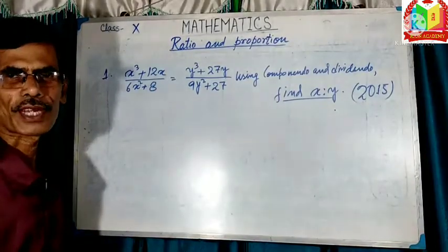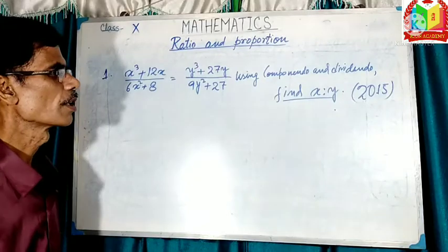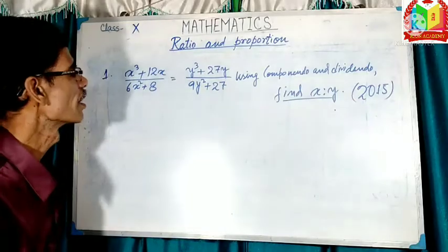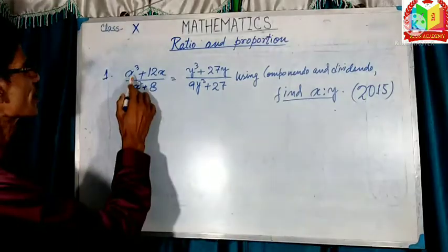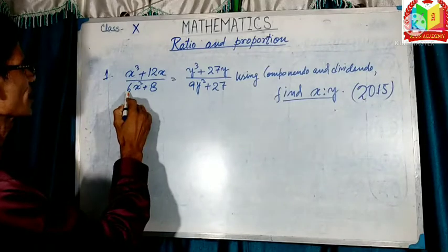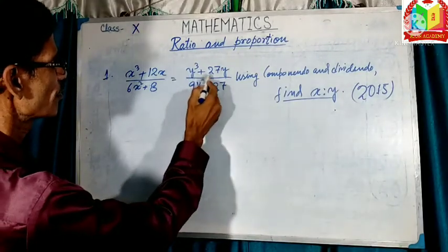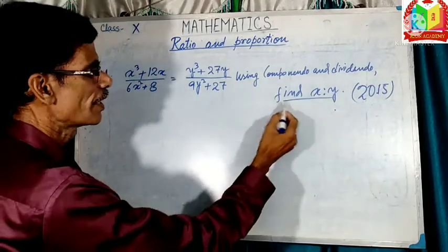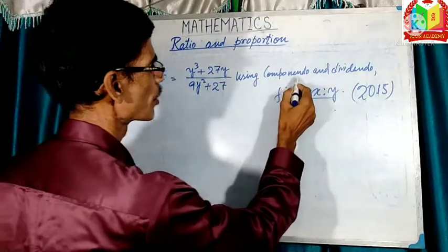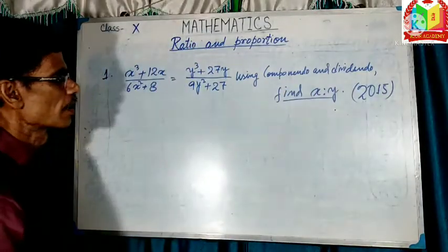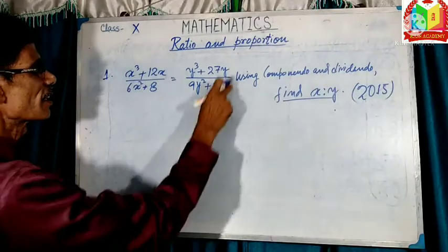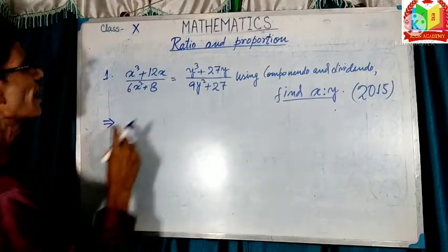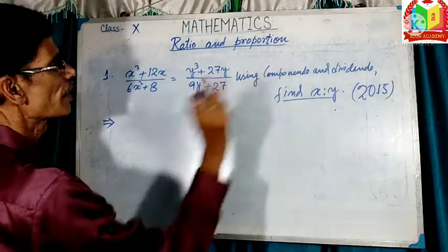Always, I have tried to solve this problem which had come in the previous years, ICSE. Here, x cube plus 12x by 6x square plus 8 equal to y cube plus 27y by 9y square plus 27. Find x is to y using componendo and dividendo. How to solve it? First write this proportion and use the componendo and dividendo.